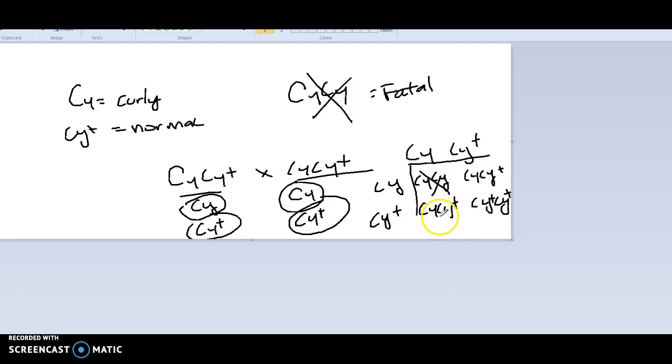So number 10 says if you crossed flies heterozygous for the CY allele, what surviving genotypes would you find? So it's the same question as this one, except this is asking you for the genotypes rather than the phenotypes. So the answer would be C. You would find CY+, and you would see CY and CY+. So you have these two genotypes because this one is fatal, so they wouldn't survive.